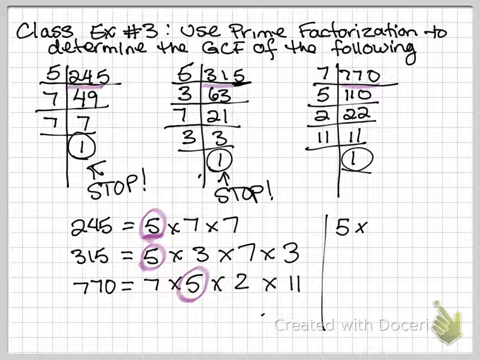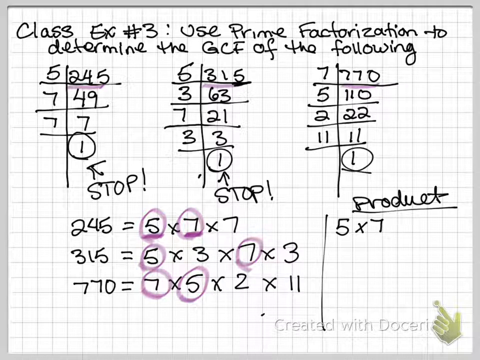Let's look for the next one. So I have a 7 here. Is 7 common between them? Well, I have a 7 here, a 7 here, and a 7 here. So yes, 7 is common between them. So I'm going to list that in my area where I'm looking at the product. All right, let's keep going. The next one up here is another 7. Is there another 7 in the list for 315? No, there's not. Is there another 7 in the list for 770? No. So that one is not common between them.